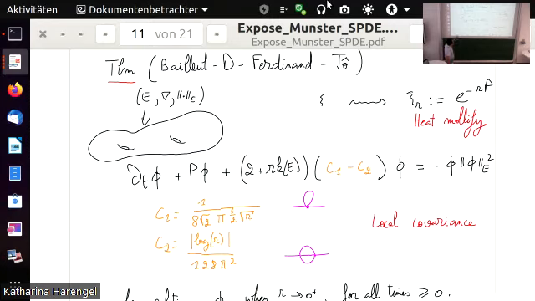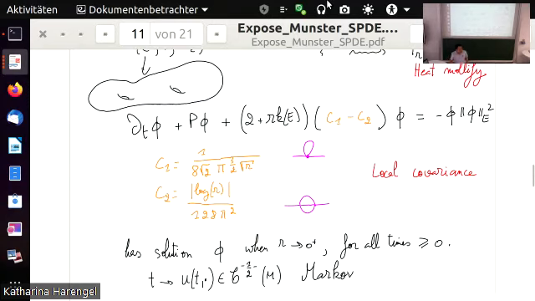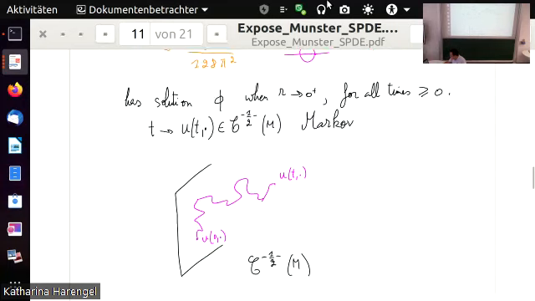And also Ismaël Bailleul, the first one, has recently proved that it has existence in short time, and also then for all times. And we prove also that this T maps to phi T dot defines a Markov process in C minus 1/2 minus, okay?